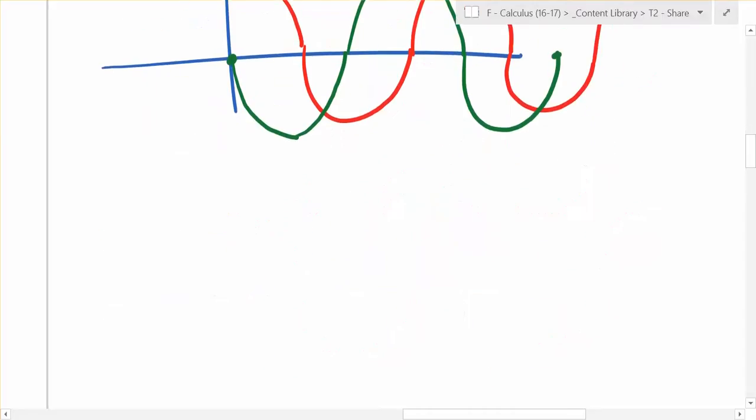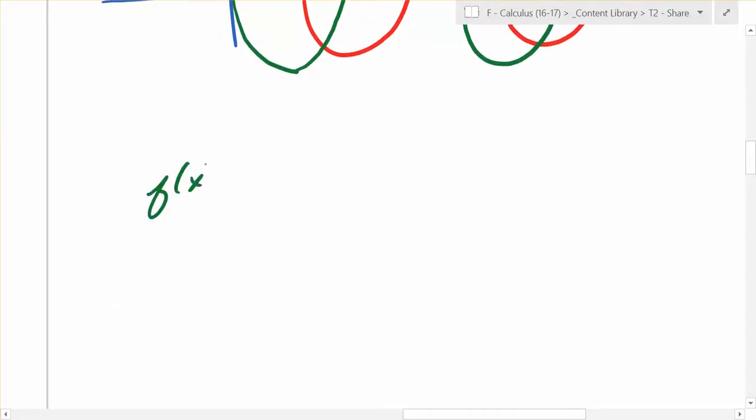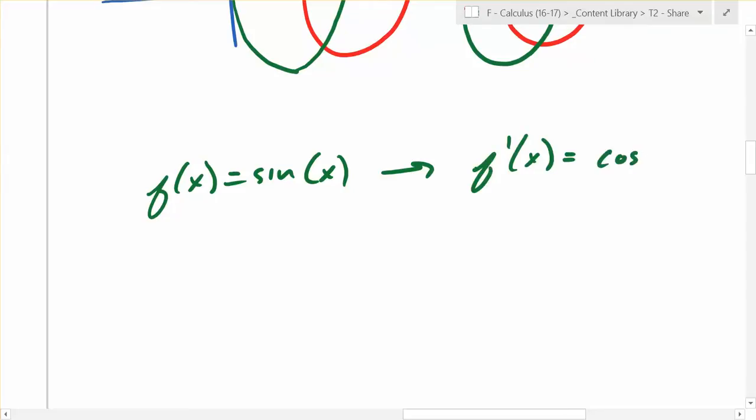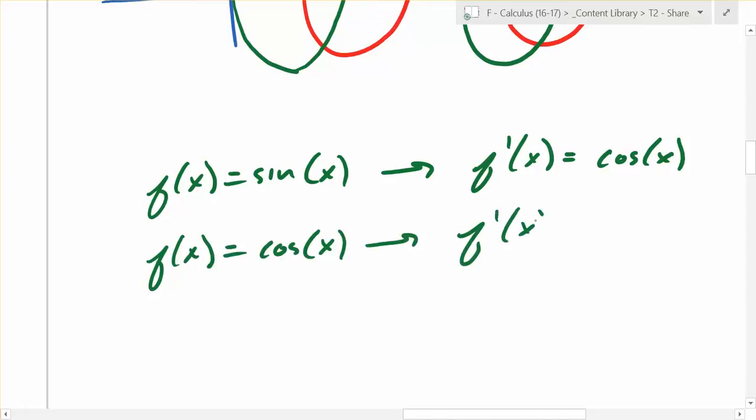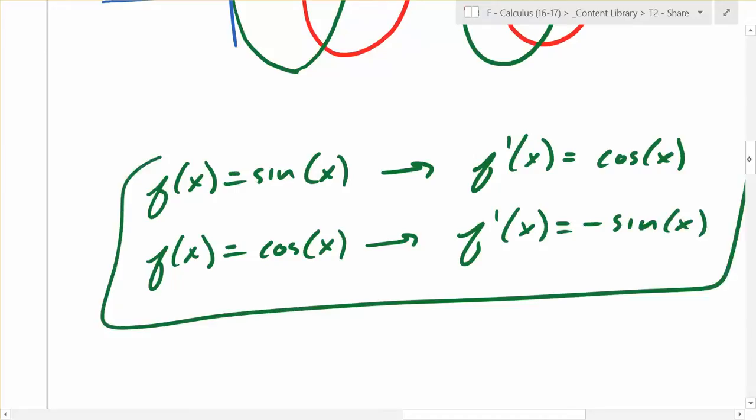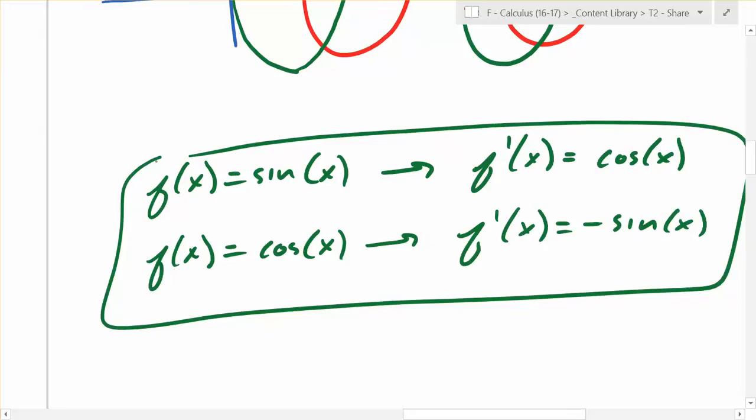So here are the truths I'm giving you today. If f of x is equal to sine x, then f prime of x is equal to what? Cosine x. That's the direct one that you think it's going to be. If f of x is equal to cosine x, what's f prime going to be? Negative sine x. That's the key here. And with this information, you can do the derivatives of all the other trig functions, because all the other trig functions are made out of what? Sine and cosine.